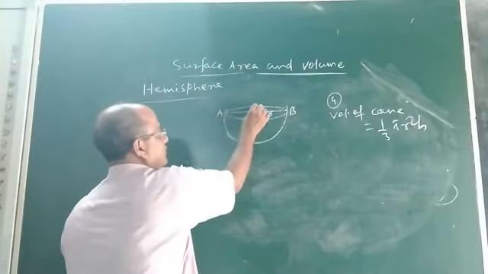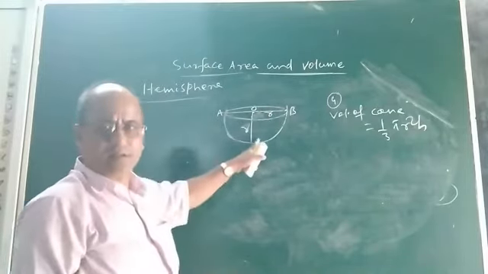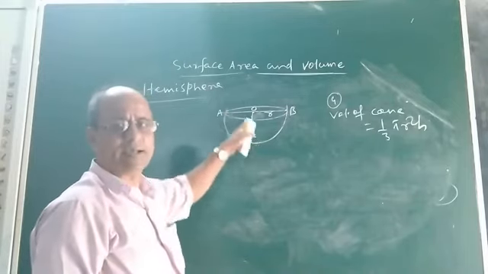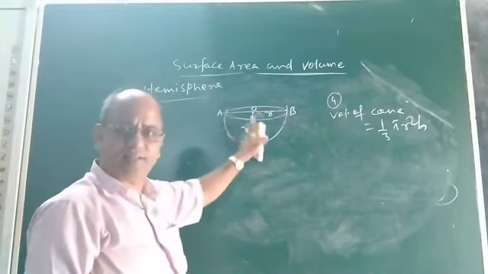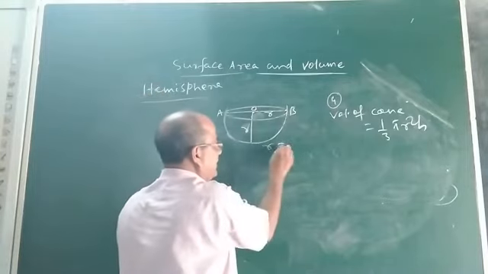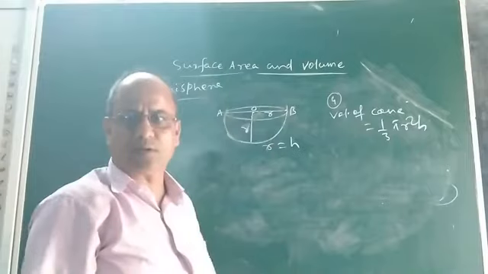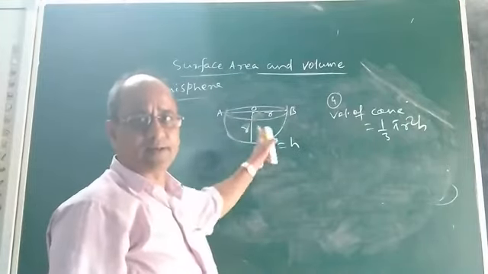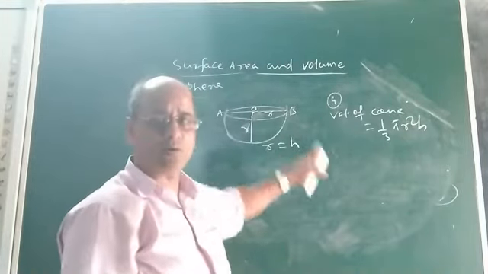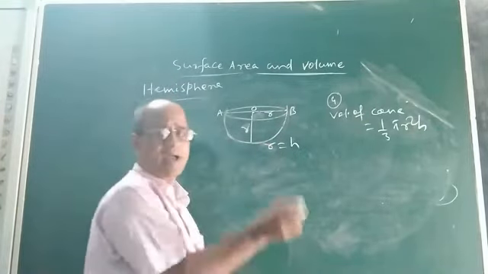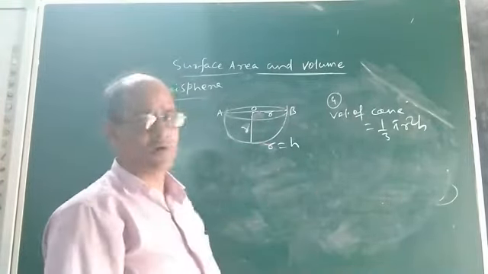This is the center. Now this is the figure of a hemisphere. In a hemisphere, radius and height are the same. Whatever is the radius of the base, that will be equal to the height in a hemisphere. That means in a hemisphere, R and H are equal.